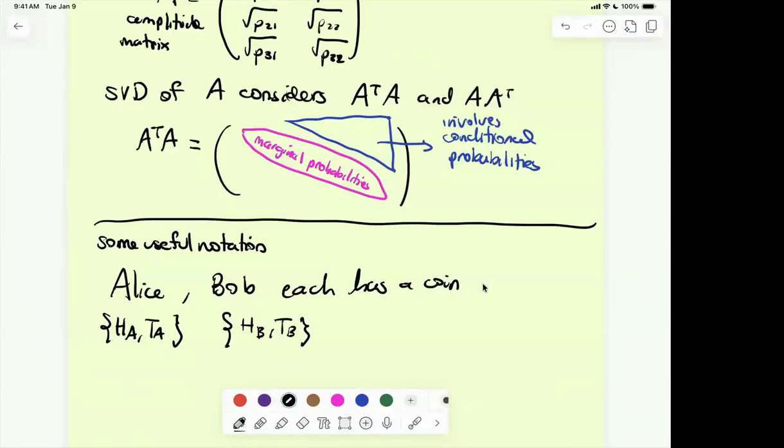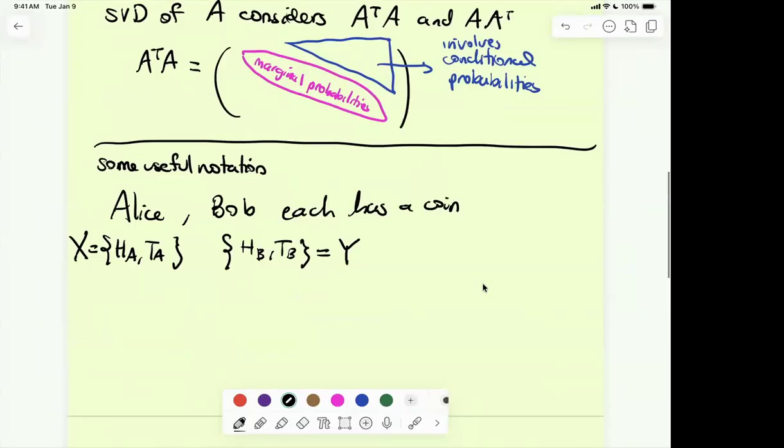I'll call X the outcomes that Alice could get, and I would call Y the outcomes that Bob could get, right? So if you do the Cartesian product of those two sets, it just gives you the four possibilities that you would expect.